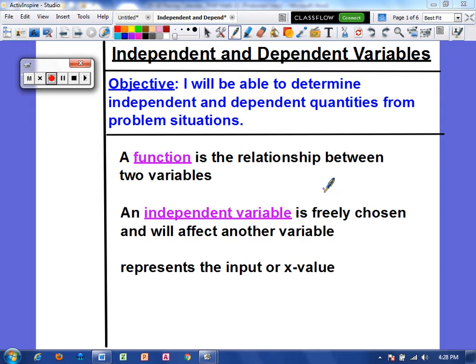Today's video is going to be over identifying independent and dependent variables in a situation, and then we're going to use that information to create tables and graphs. So your objective: I will be able to determine independent and dependent quantities from problem situations.